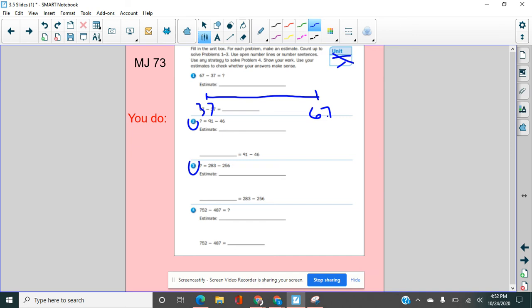Now, it says for number 4, you can use any method. So if you want to use this method for number 4, that's fine. If you want to do something else that maybe we've been working on in our groups, you can do that. But you're going to use the number line for these first 3 problems, just so you can practice this strategy. All right, third graders.